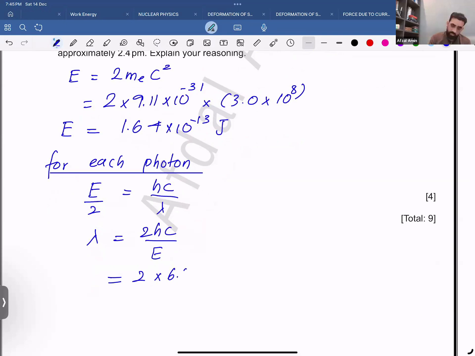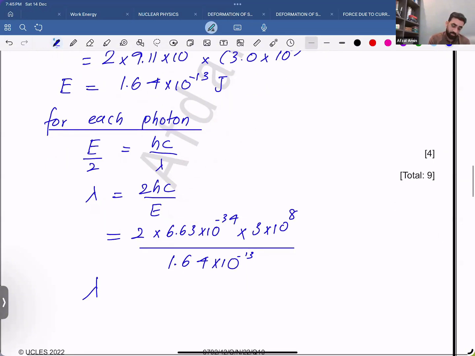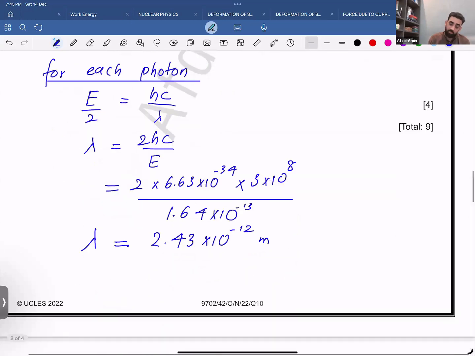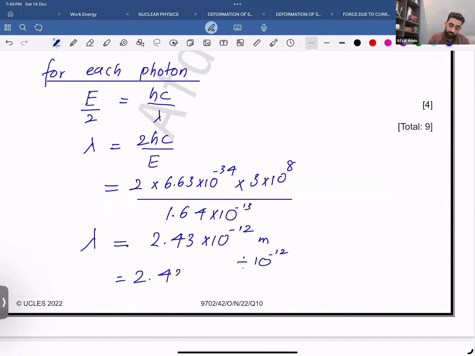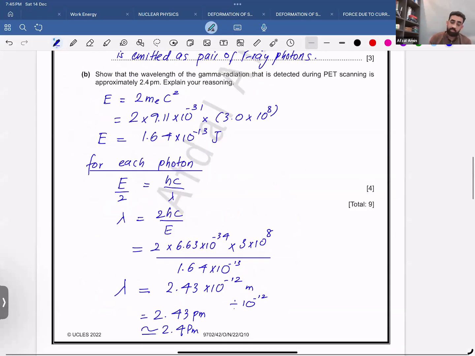So 2h was 6.63 times 10 power negative 34, c was 3 times 10 power 8, over E, 1.64 times 10 power negative 13. What was that answer? Minus 12 meters. You want pico, so divide by 10 power minus 12. It is 2.43 picometers, which is 2.4 picometers. So they asked us to show, and we showed.